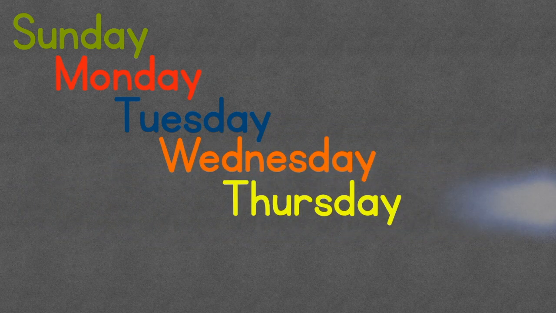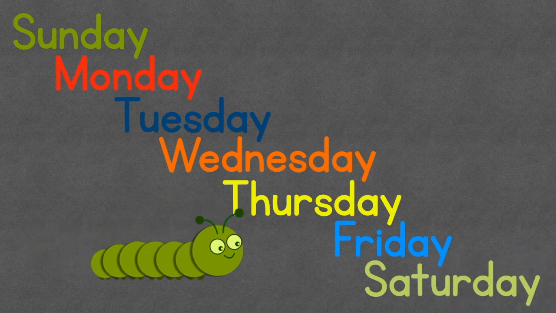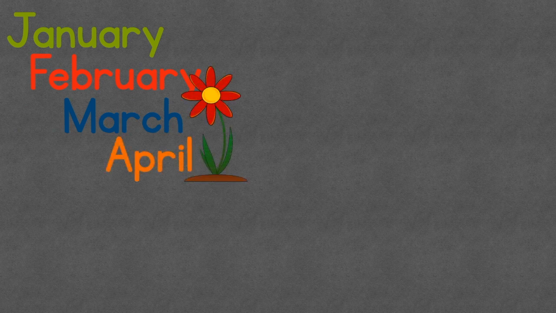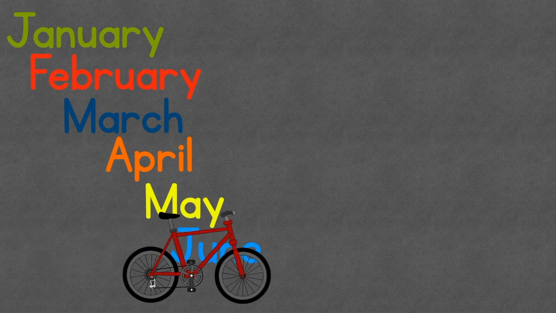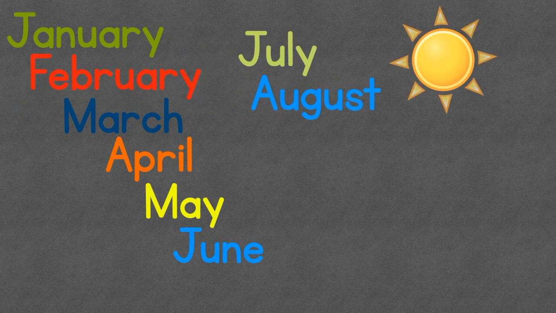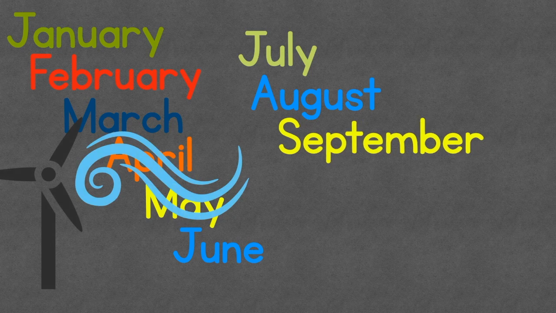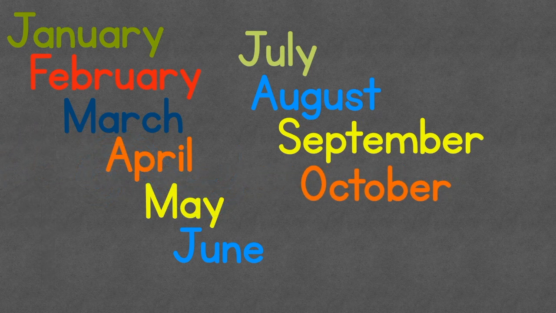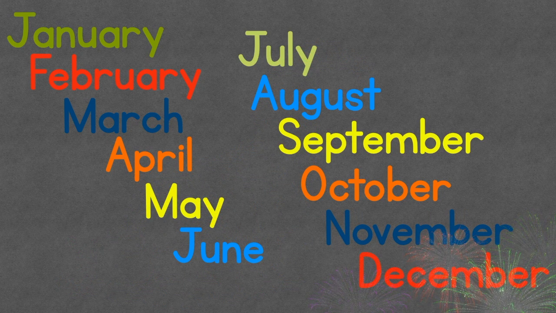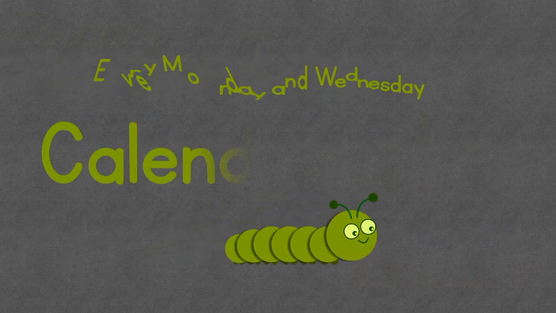Sunday, Monday, what comes next? Tuesday, Wednesday, you know the rest. Thursday and Friday, it's nearly the end until Saturday, start of the weekend. Yeah! In January and February, we're starting the year. March and April, spring is here. July and August, we're soaking up the sun. Autumn breeze in September and October too. November, remember thankfulness, and December, the year is through. It's calendar time.